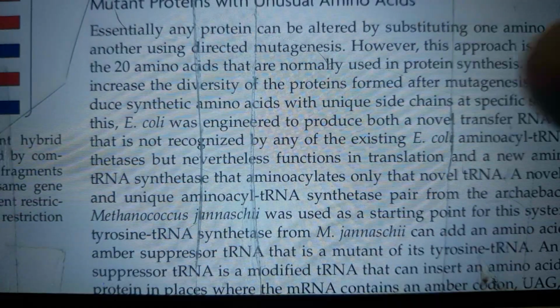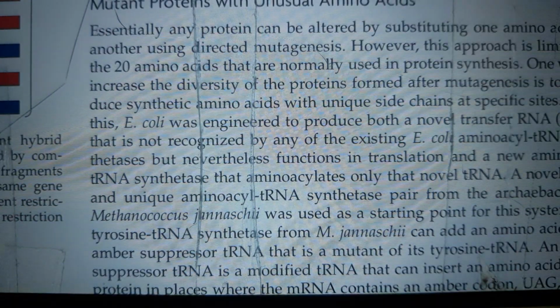Now, the next topic will be mutant proteins with unusual amino acids. Essentially, any protein can be altered by substituting one amino acid for another using directed mutagenesis. However, this approach is limited to the 20 amino acids that are normally used in protein synthesis. One way to increase the diversity of the proteins formed after mutagenesis is to introduce synthetic amino acids with unique side chains at specific sites.